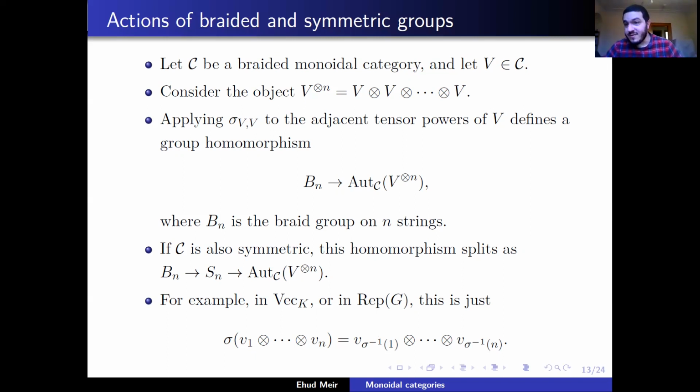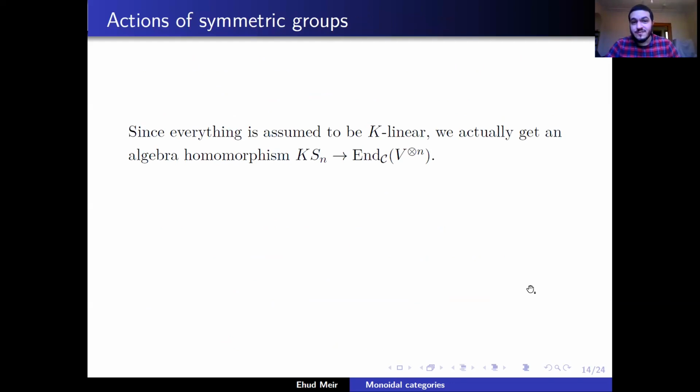And because in a symmetric monoidal category, we know that sigma AB, sigma BA is the identity, this really gives us an action of Sn, of the symmetric group. Now, why is this good for us? Because we assume here that everything is K-linear, what we actually get is an algebra homomorphism from KSn to the endomorphism algebra inside C of V tensor n. And this is good because once you not only have Sn, but you also have KSn, you pass from talking about group actions to group representations, right?